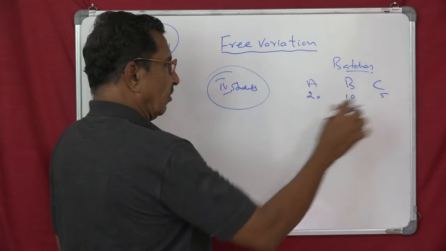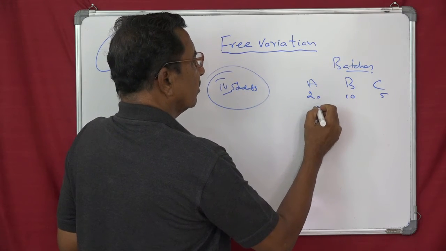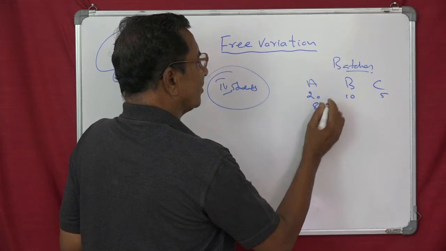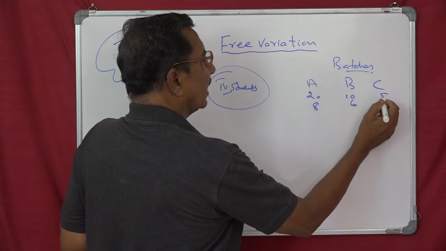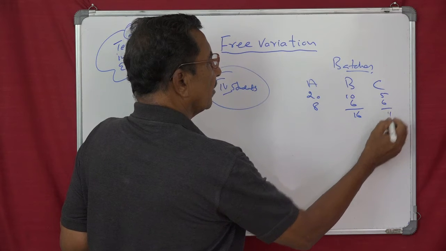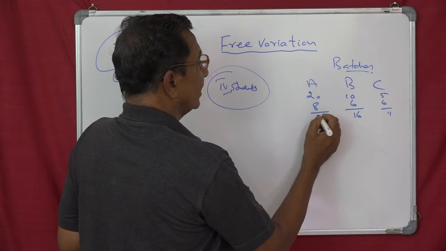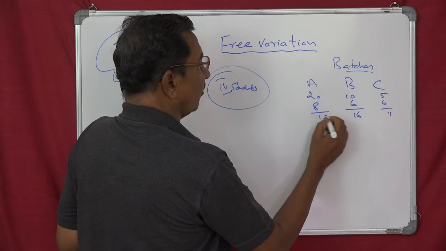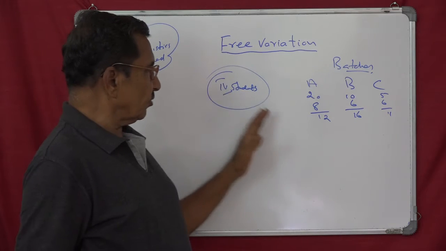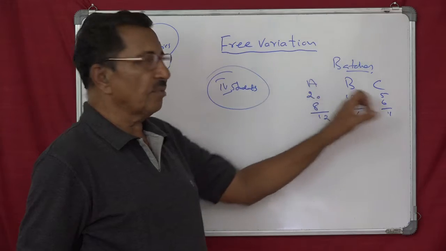Suppose to make it equal, we take 8 students from here, and add 6 here and 6 here. Then this will become 16, this will become 11. Isn't it? And this minus 8, that means 12. So what happens here is, you are distributing standard 4 students to different batches.